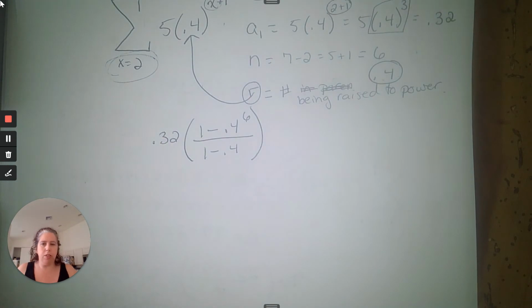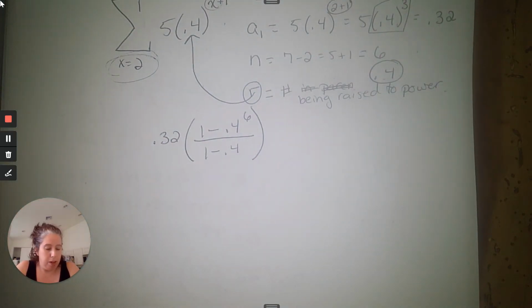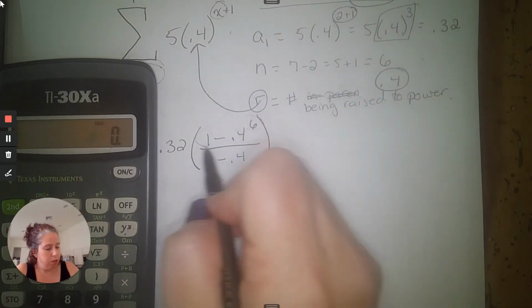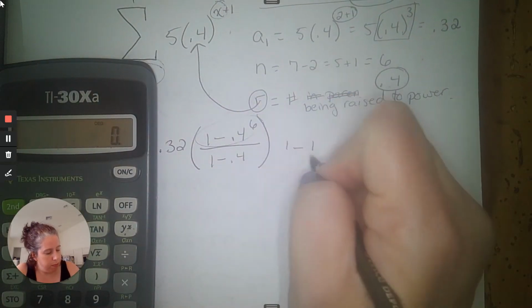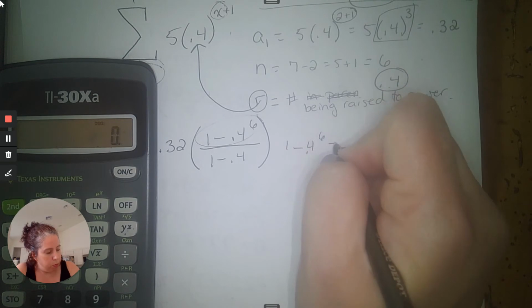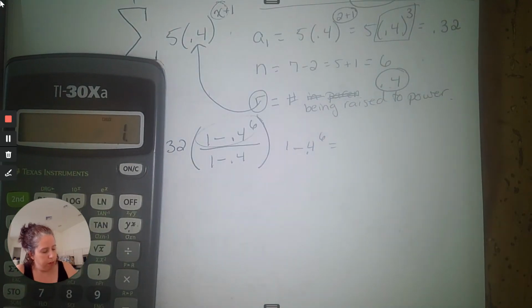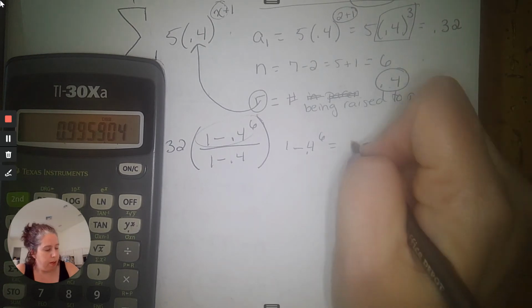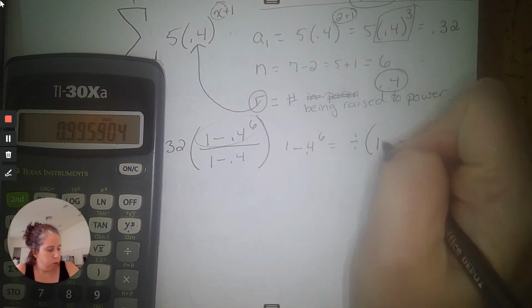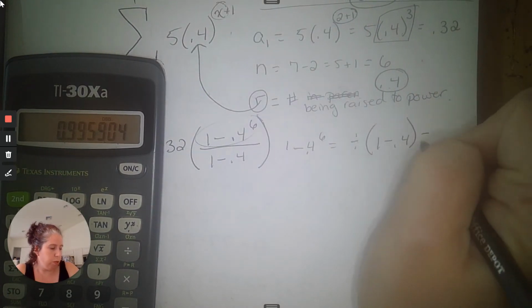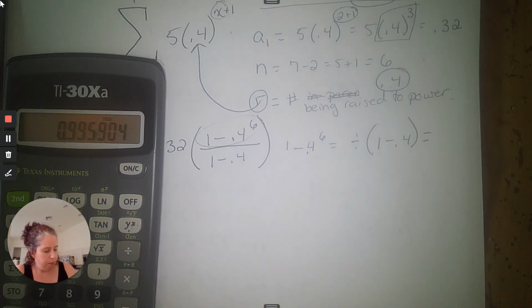Okay, so here's the deal. These numbers are probably going to be either big or small. Okay, hopefully this one isn't too bad. So now remember, we're going to do this, right? So 1 minus 0.4 to the 6th power and hit equals. Then we're going to divide it by parentheses 1 minus 0.4, close the parentheses and hit equals.